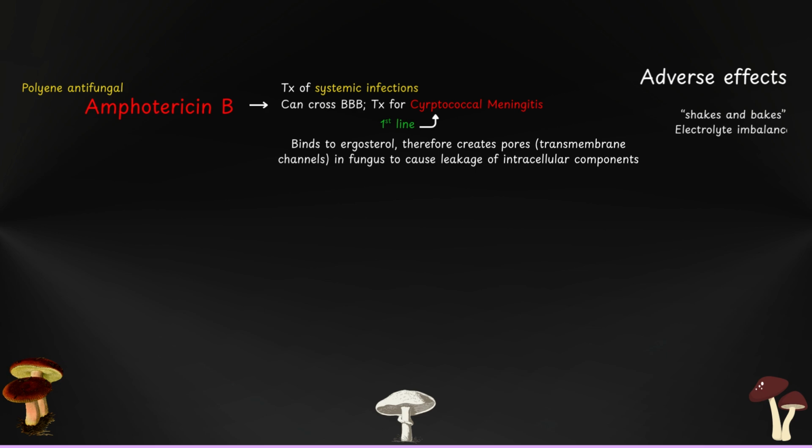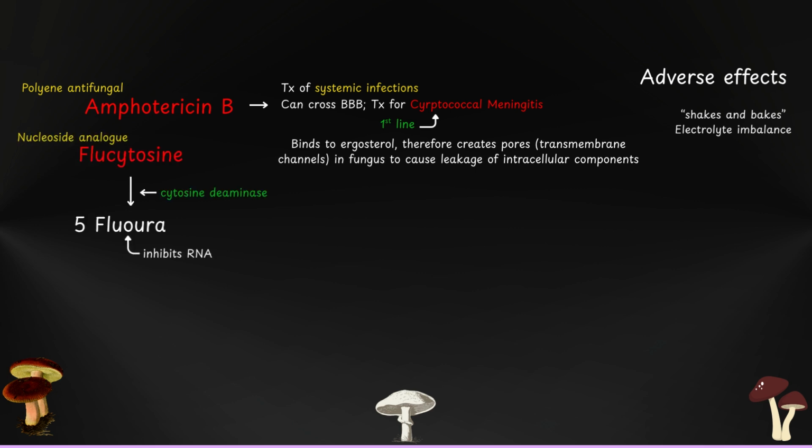The adverse effects that we absolutely need to know about is this concept of shakes and bakes. It can lead to the patient suffering from what might otherwise be described as chills and rigors: significantly elevated temperature, fevers, with then rigors of shivering. It can also, of course, cause electrolyte imbalance. If you think about this, we're going to cause leakage of the intracellular components and therefore disrupt our electrolytes.